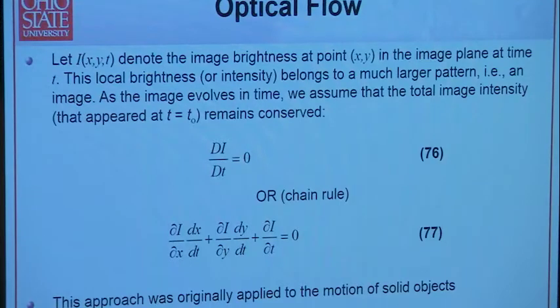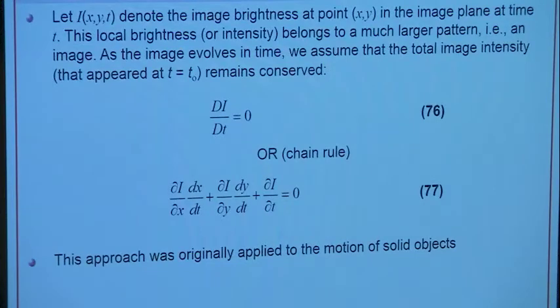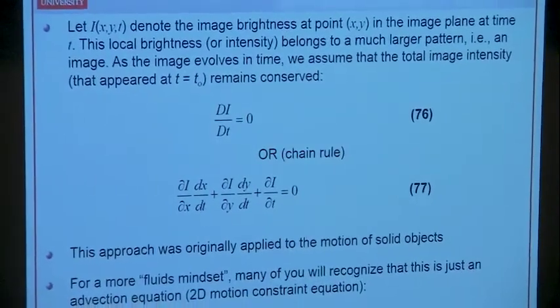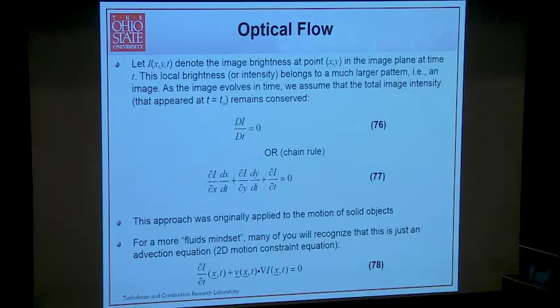So again, this approach was originally applied to the motion of solid objects, and this is a very good assumption for the motion of solid objects. Now, for you people that have more of a fluids mindset, you'll recognize that this is just an advection equation. This is also referred to in the optical flow literature as the 2D motion constraint equation, okay? So here's our local velocity, if you will, or displacement over time, and here's the time rate of change of the intensity, okay?